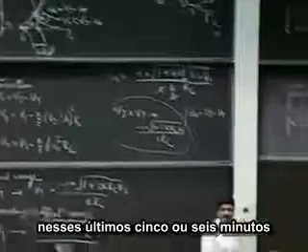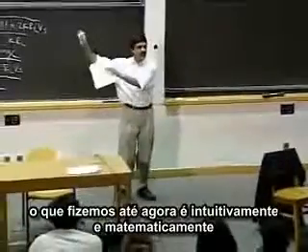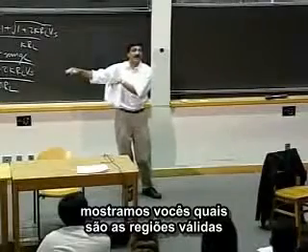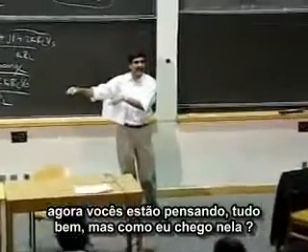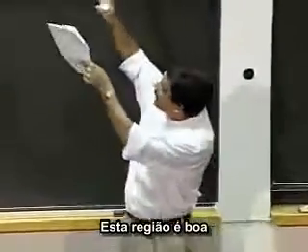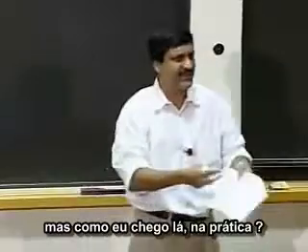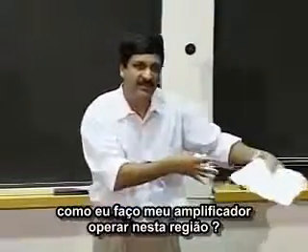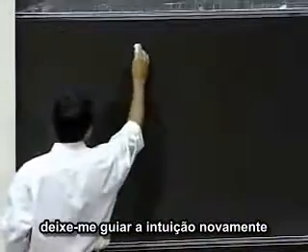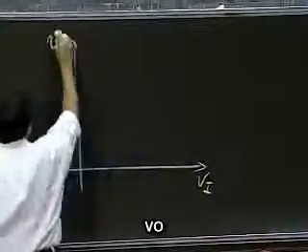In the last 5 or 6 minutes, let me talk about a couple of other issues. And the first issue is, what we've done so far is intuitively and mathematically shown you what the valid regions are. Okay, now you're thinking, okay, that's fine, but how do I get there? Okay, this region is good. VT through the other point, that's good, but how do I practically get there? How do I make my amplifier operate in that region? Okay, the answer is pretty simple. And let me drive the intuition again using a graph, V naught.